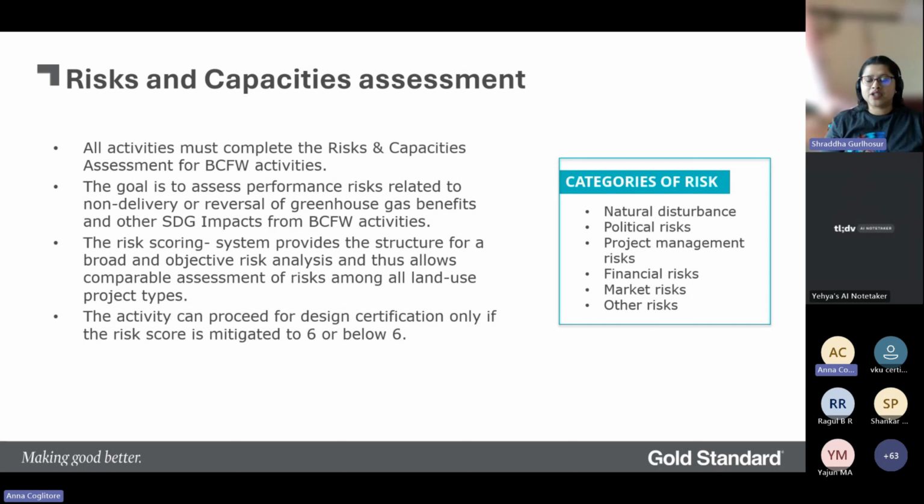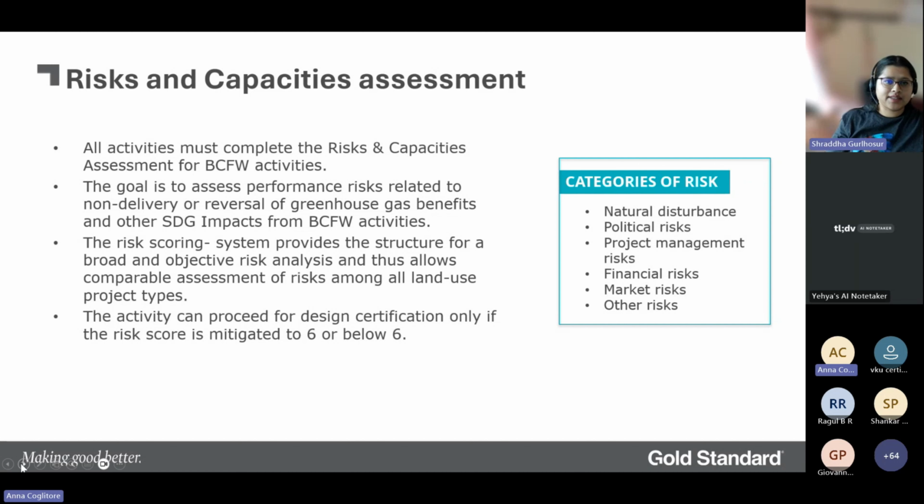There are several categories of risk which are considered in these guidelines, that are natural disturbance, political, project management risks, financial risk, market risk, and other risks. These categories of risk are further subdivided into several subcategories, and each subcategory is scored based on the 3 factors: exposure, vulnerability, and spatial scale.